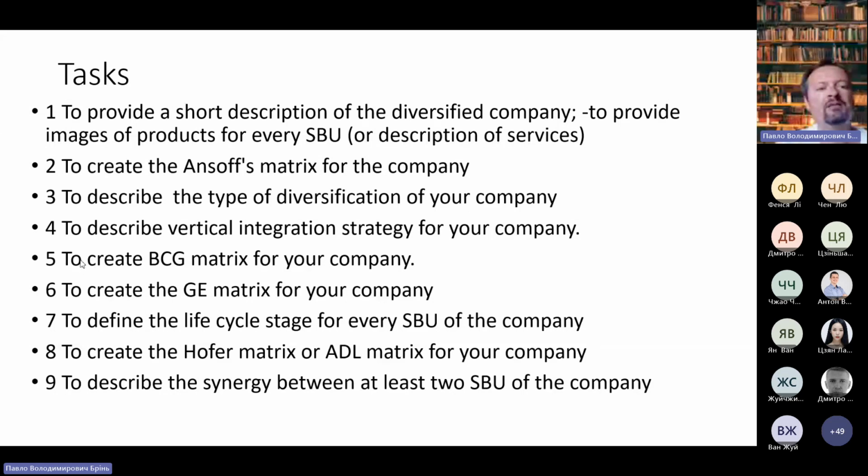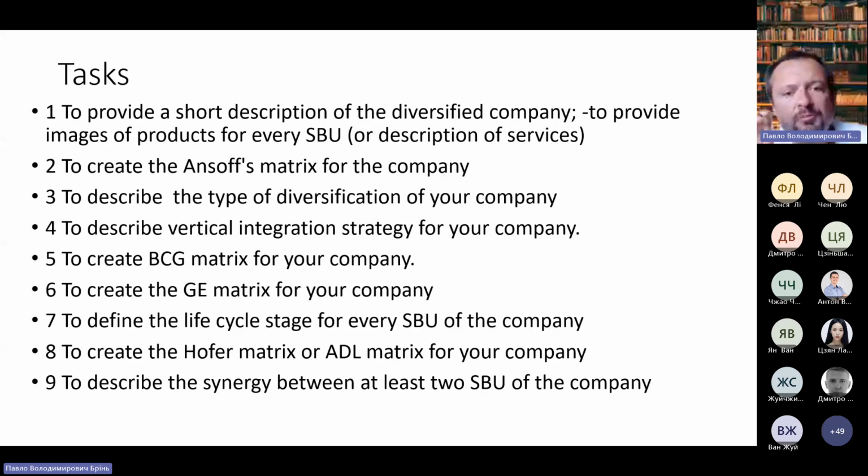Then you will have to, and maybe with the second also with corporate culture a little bit, prepare the BCG matrix and General Electric matrix. It is for investment, dividing investments among all the strategical business units.